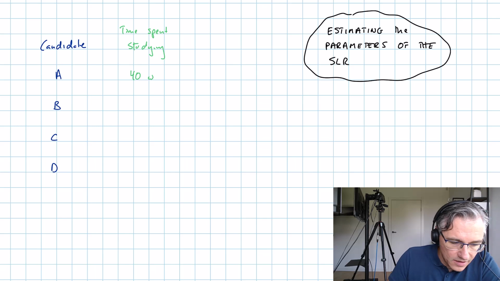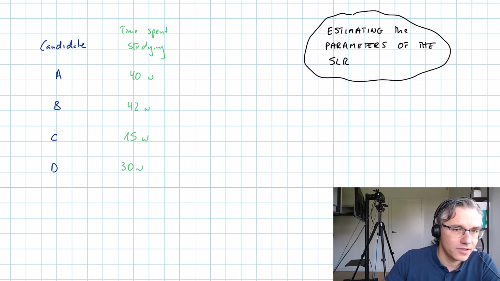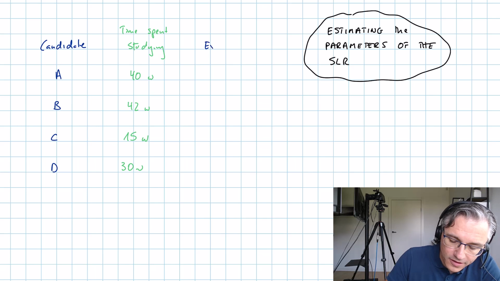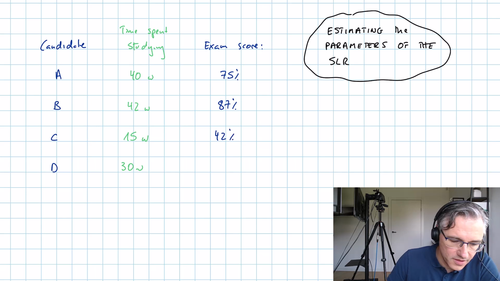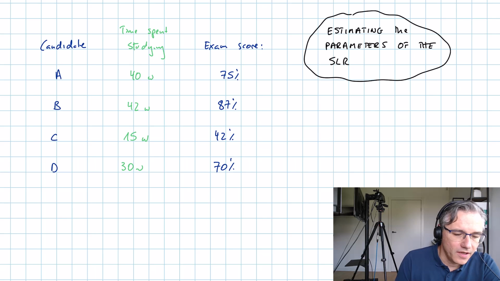40 weeks, 42 weeks, 15 weeks, 30 weeks, and we found that there probably is some relationship between the time studied as measured here in weeks and the score achieved on the exam. So the exam scores were 75% for A, 87 for B, 42 for C, and 70% for D. Now, in a moment, we'll use this data to compute the parameters of the simple linear regression.